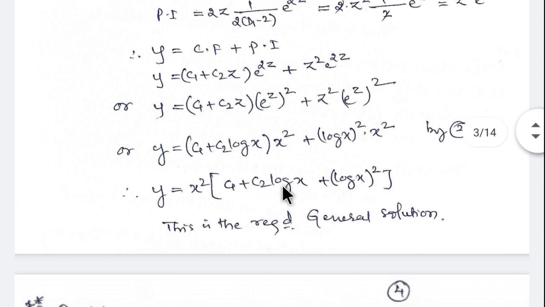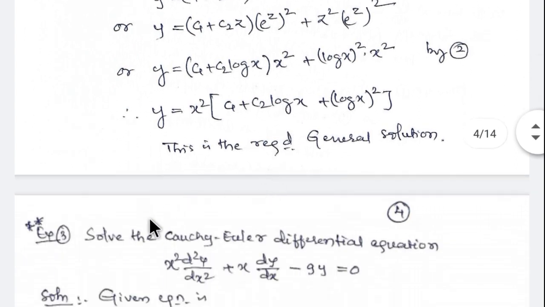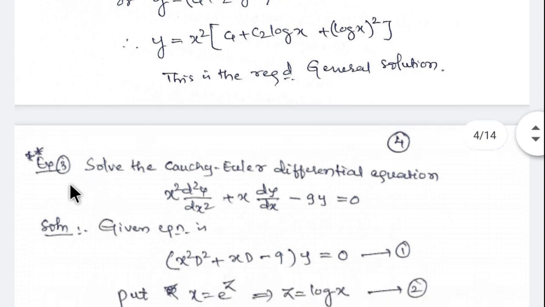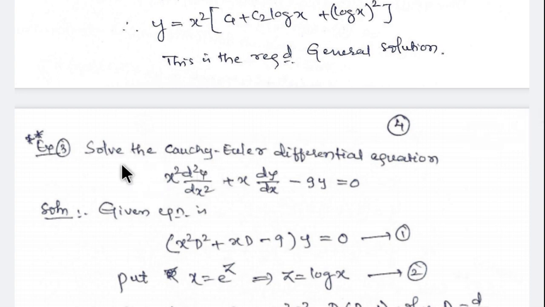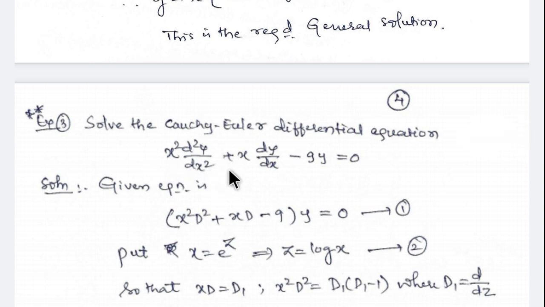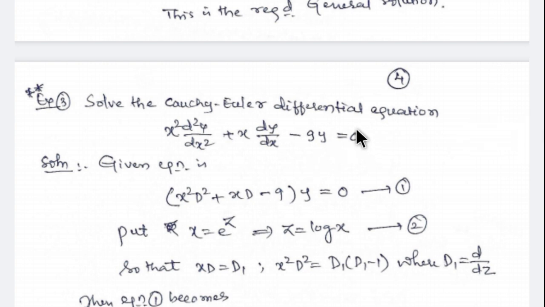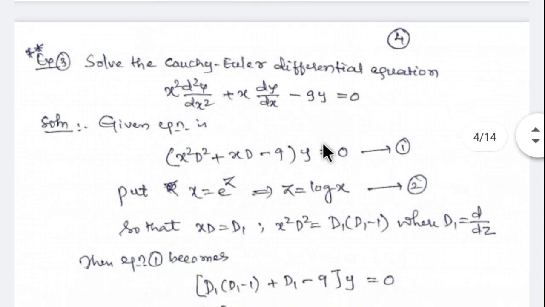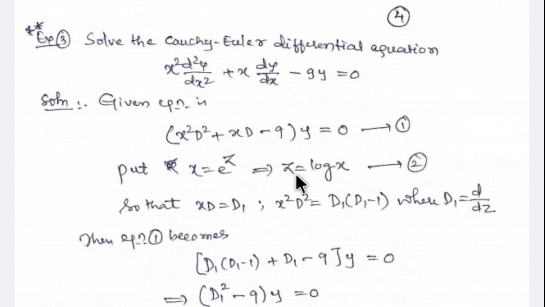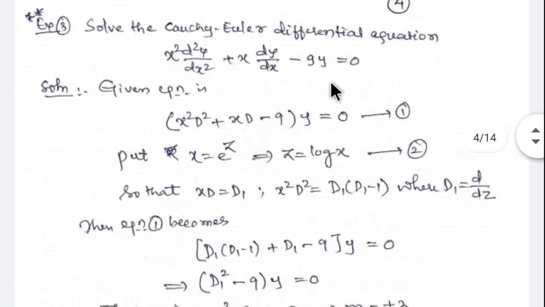Okay, next we will discuss one more example. You see example 3 here. Take down: solve the Cauchy-Euler differential equation x square into d2y by dx2 plus x into dy by dx minus 9y equal to 0. The RHS is given as 0. It means you only have to find the complementary function, and it becomes the general solution. Complementary function is the general solution. There is no need of finding a particular integral, as it does not exist here.